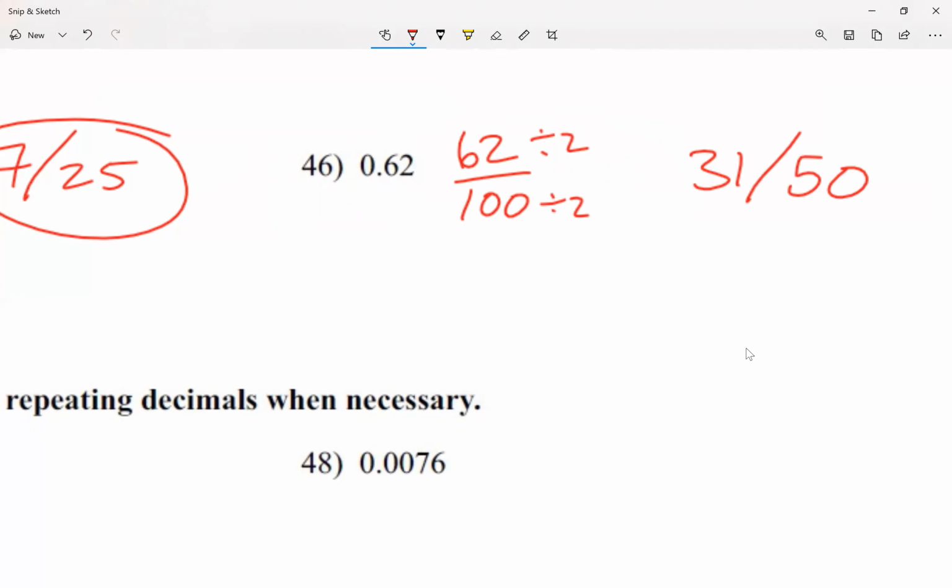Nothing else I can do, right? Always ask yourself, can I simplify even more? Is there anything I can do? In this case, no.